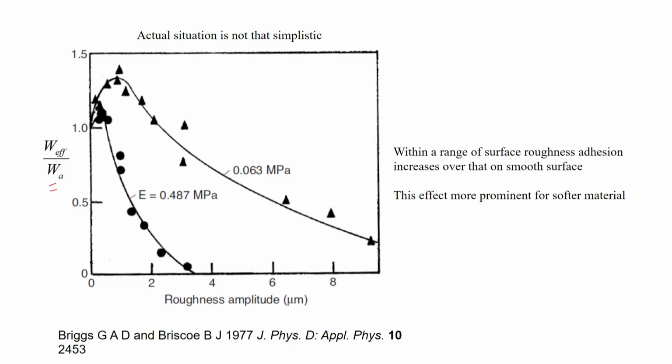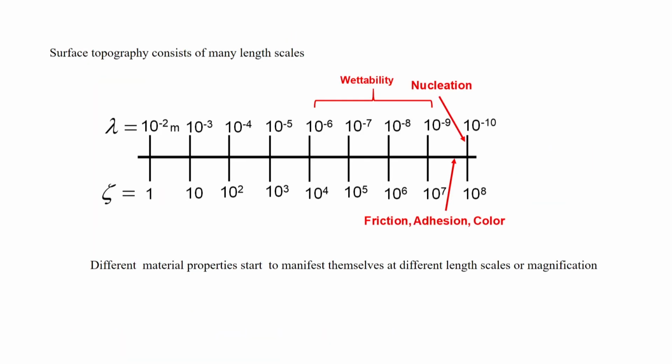So WA is the work of adhesion for the smooth surface, and W effective is the one for the rough surface. Within a range of surface roughness, adhesion increases over that on a smooth surface. That is what we see over here. So how do you explain that? This effect is more prominent for softer material. When you have a rough surface, naturally for a softer material, adhesion has the tendency to bring it into complete contact. So that aspect needs to be taken into account.